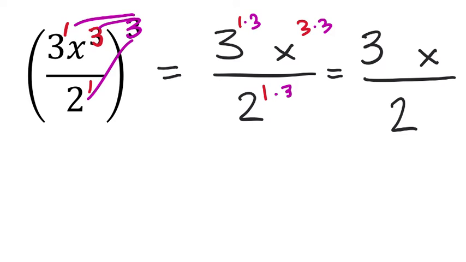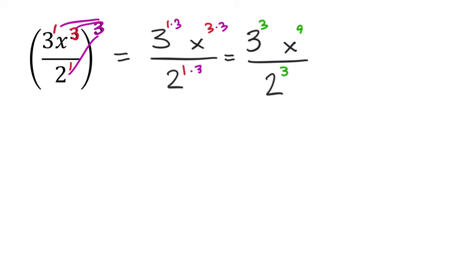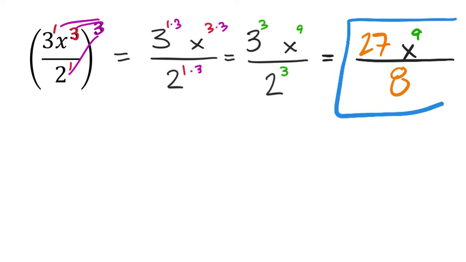So 3 to the power of 1 times 3 is 3. X to the power of 3 times 3 is 9. 2 to the power of 1 times 3 is 3. And yeah, just in case we need to, we can evaluate that. 3 to the power of 3, again, just put that in the calculator, and you will get 27. 3 times 3 is 9, times another 3 is 27. 2 times 2 is 4, times another 2 is 8. And then we still have that x to the power of 9, which cannot be evaluated. So this one, it looks good.